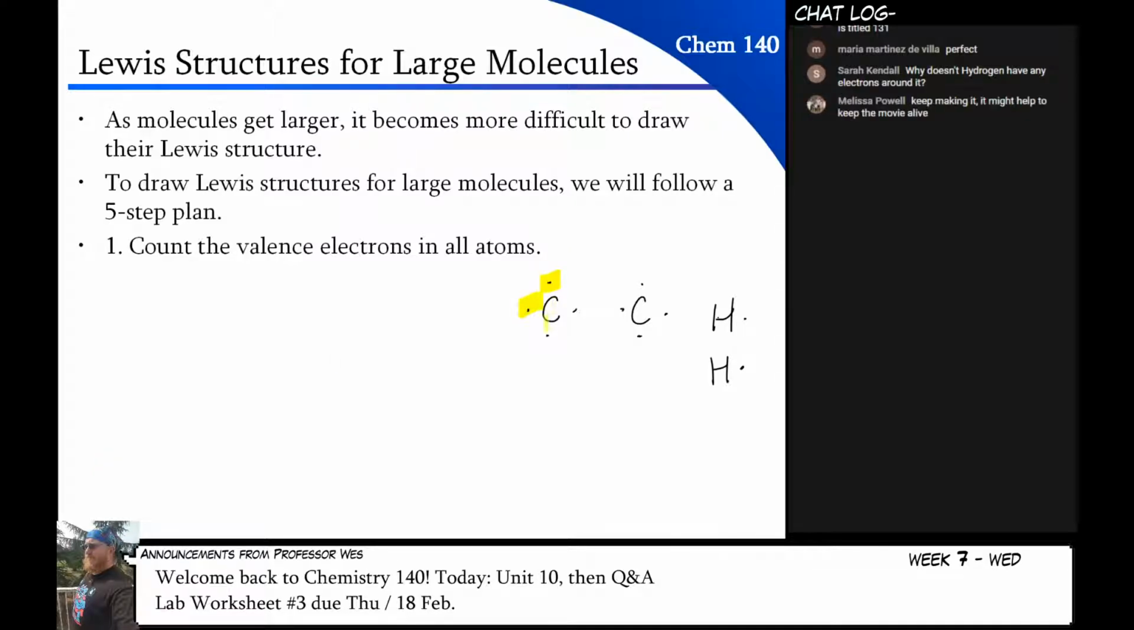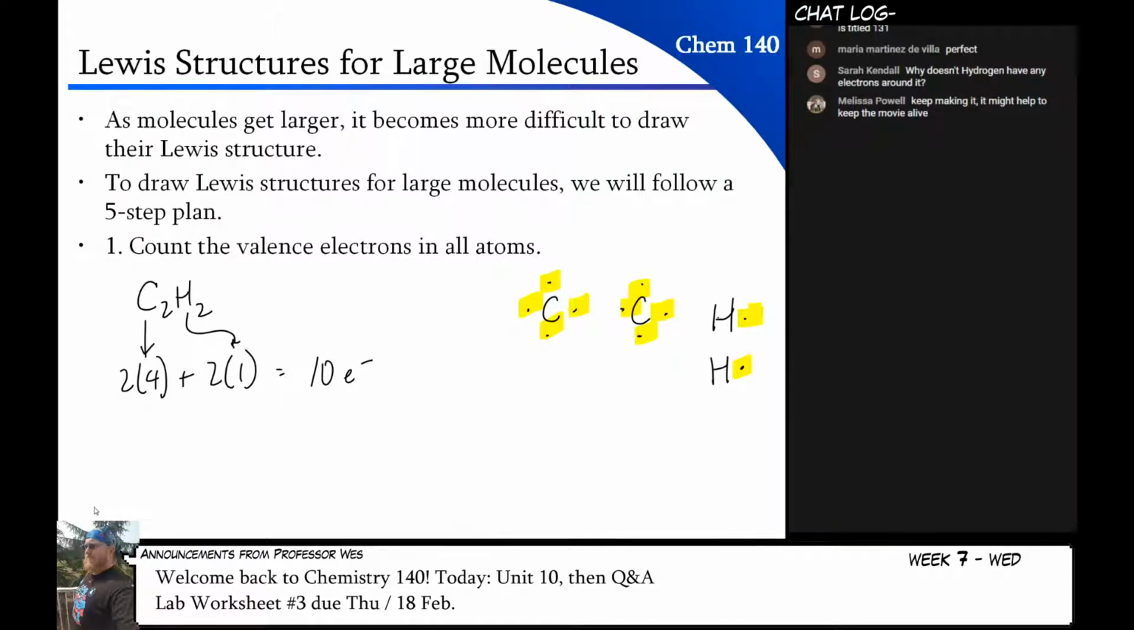So I'd go, okay, each carbon is worth 4, and each hydrogen is worth 1. So if my formula was C2H2, I would say, okay, I have 2 carbons and each one gives me 4 electrons. I have 2 hydrogens and each one gives me 1 electron. So my structure should have 10 electrons distributed through it somehow. That'll be true for whatever structure you draw.